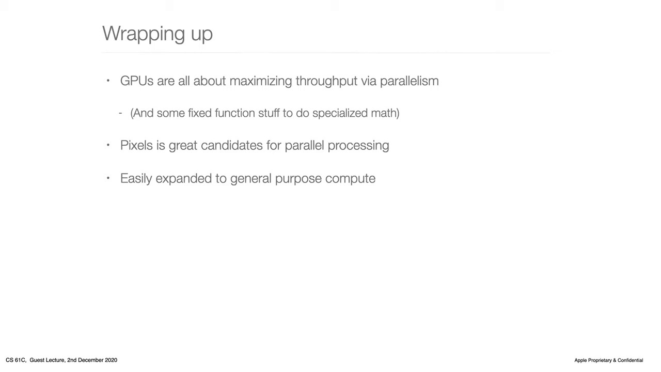And modern GPUs are very easily expanded to do general purpose compute. So companies like NVIDIA and AMD have been very successful selling GPUs, not just for games, but for building compute farms of GPUs for doing machine learning algorithms and things like that. So that's a big growth factor for GPUs in recent years.